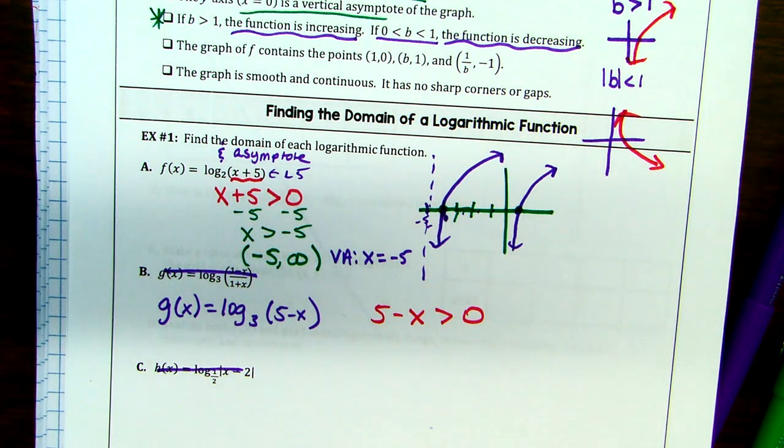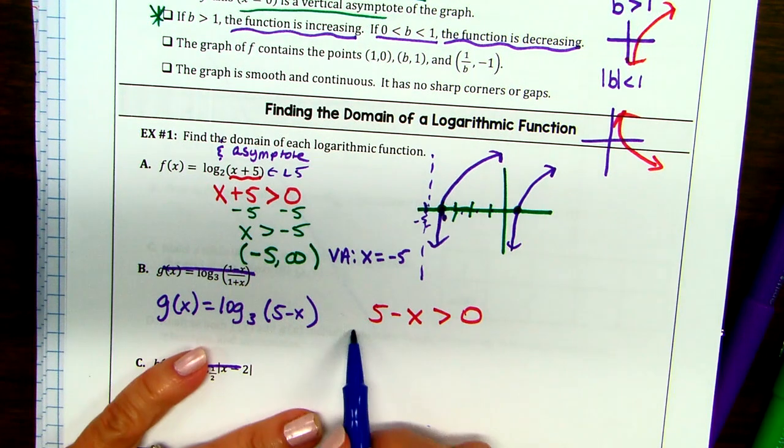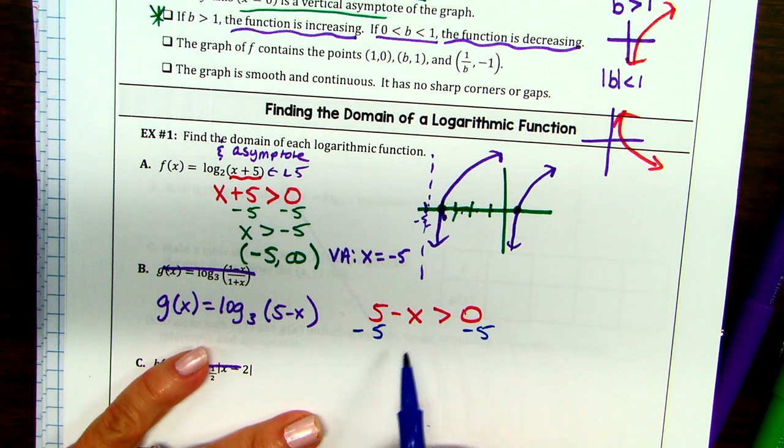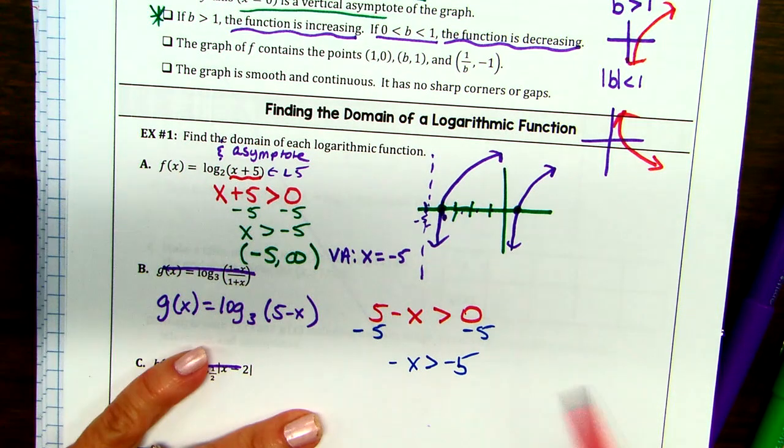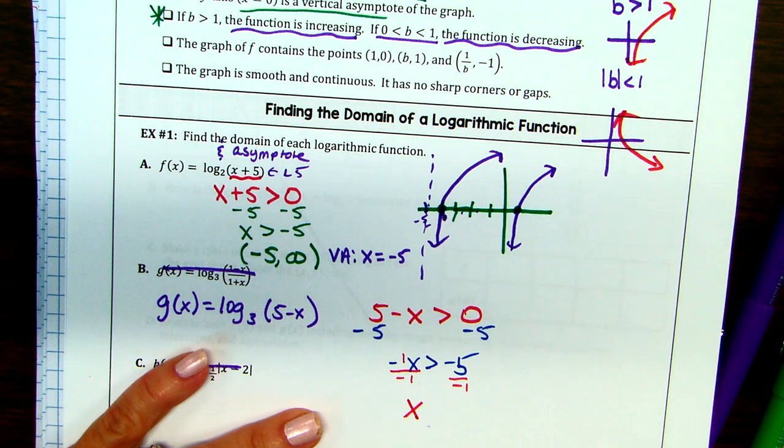So back to this problem. There is a reason I was talking about that. When we solve this, we would subtract 5, right? Negative x is greater than negative 5. And then I don't think any of you would have this problem, right? You know that's a negative 1, so you would divide by negative 1. What do you have to remember right here? Back from a long time ago. Yeah, flip your inequality symbol.